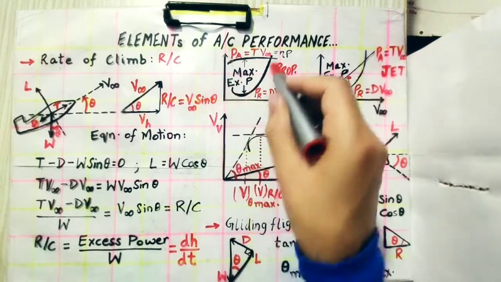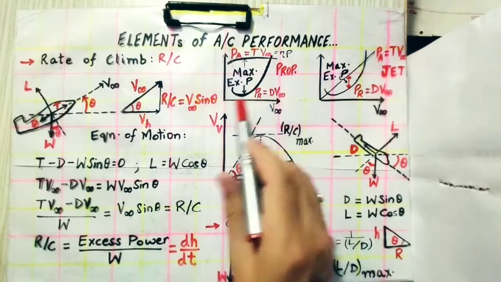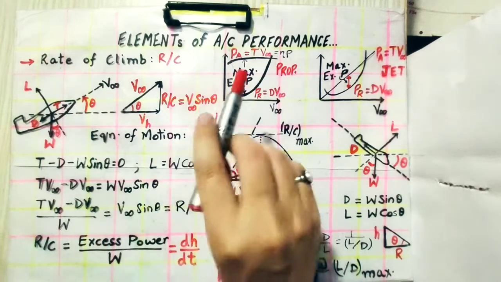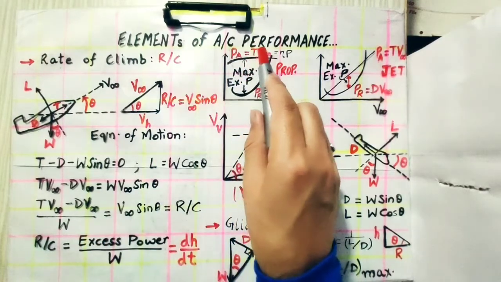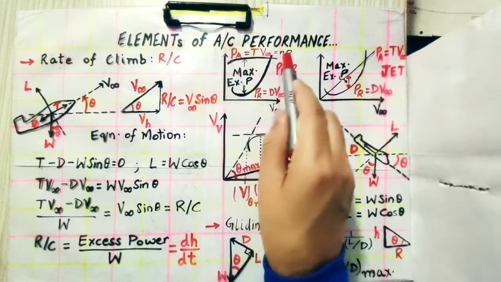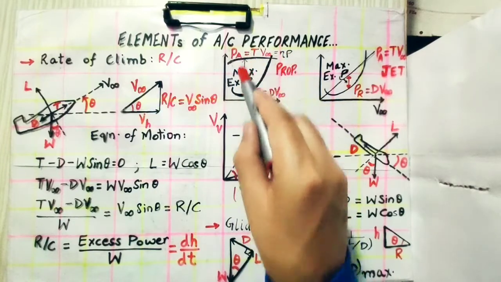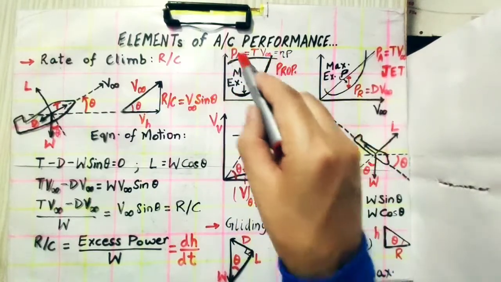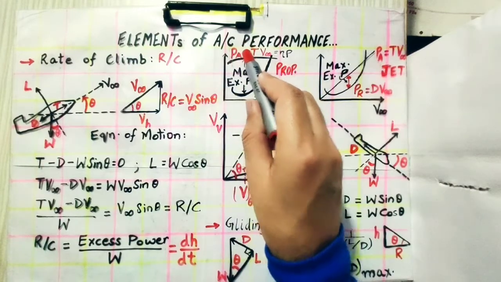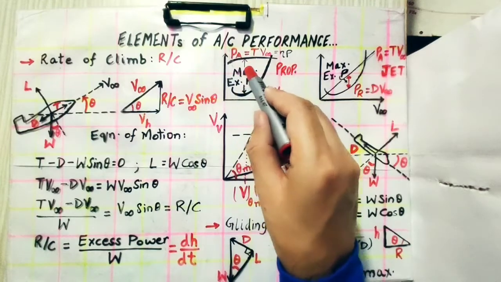If we see the graph here, the power required is D into V infinity, and the power available for an aircraft to fly at the same velocity, with the amount of thrust T, will be thrust into velocity. For a propeller engine, we know it is quite constant. So the power required is this and the power available is this, and their difference at any point in this graph will give us the excess power. The maximum excess power will be at the highest point of the power available and the lowest point of the power required, so their difference will give us the maximum excess power.